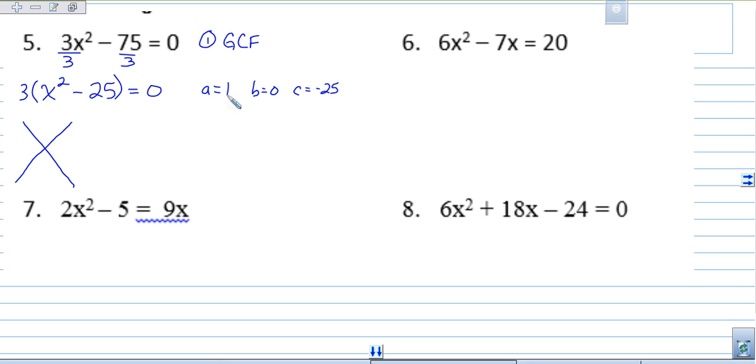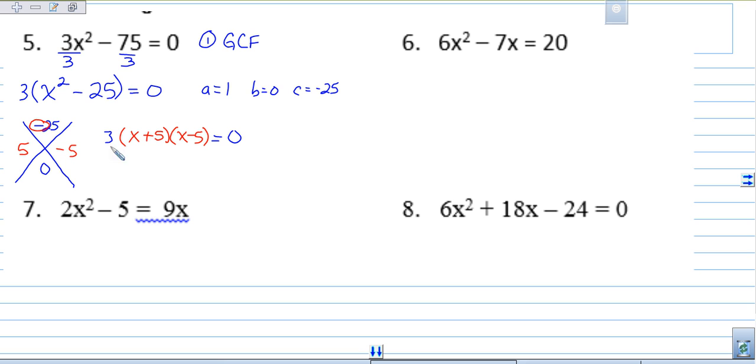Okay, so then you do 1 times negative 25, which is negative 25, and then I need it to be 0. So I need the two numbers that will multiply to give me negative 25 and add to get me 0. So 5 and negative 5 multiply to give me negative 25, and they add to get me 0. And then this becomes x plus 5 and x minus 5. And don't forget to bring down your 3 equals 0.